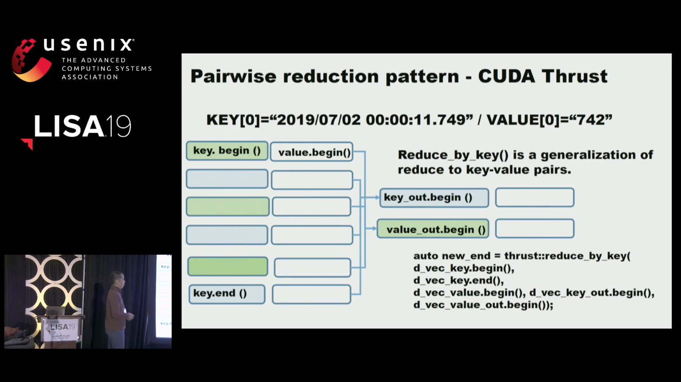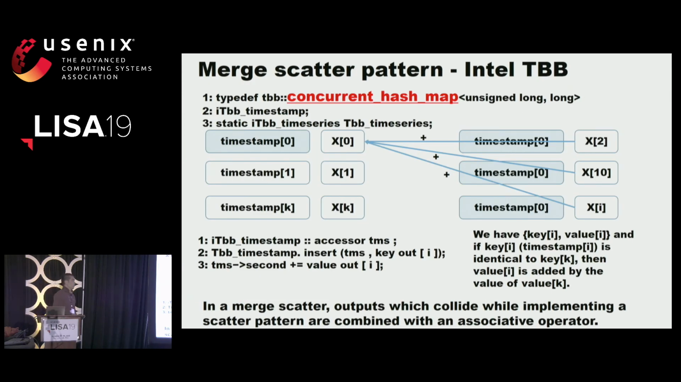Reduce by key performs the reduction operation on key value pairs. This function takes 5 arguments: the beginning of the keys, the end of the keys, the beginning of the result, the end of the result, and so on. The merge scatter pattern is the traditional way to compute histograms, introduced by Intel TBB. Now, in merge scatter, the elements are combined by an associative operator, which is plus in this case.